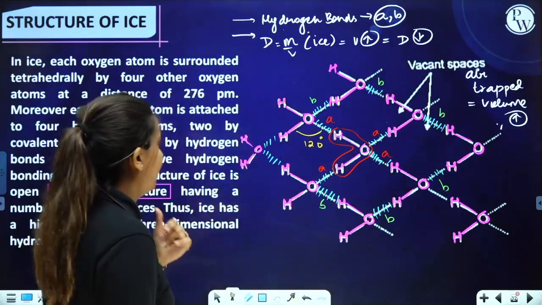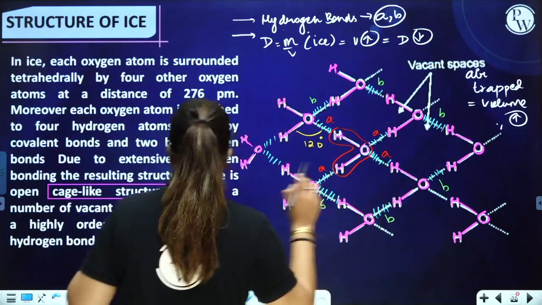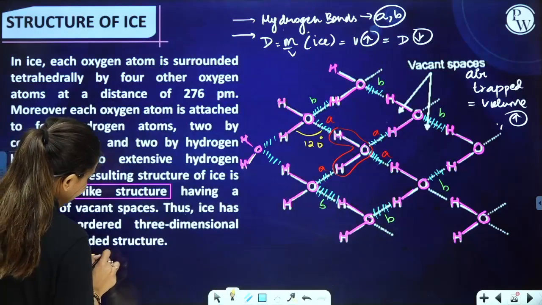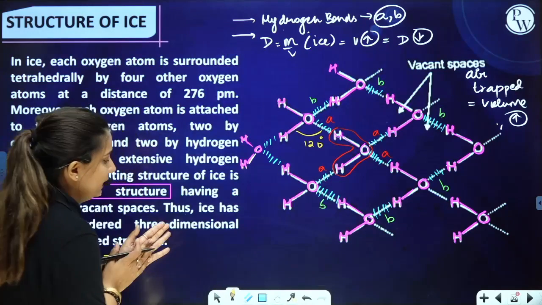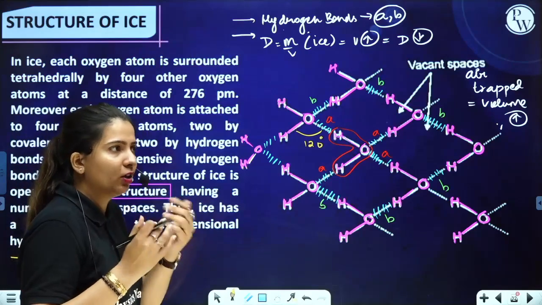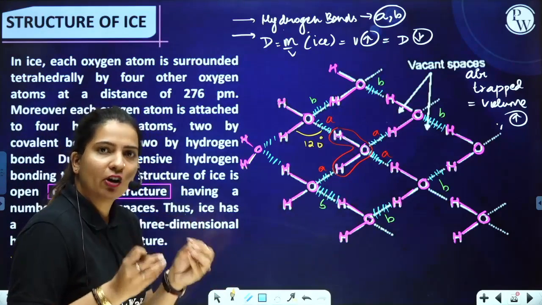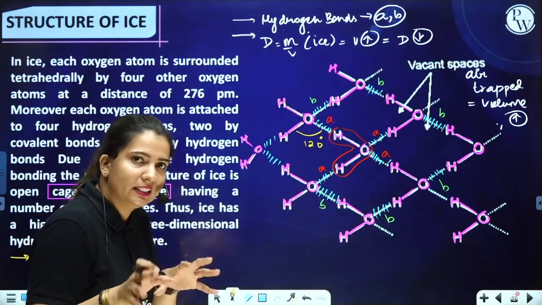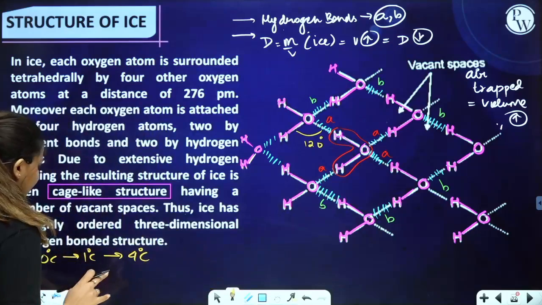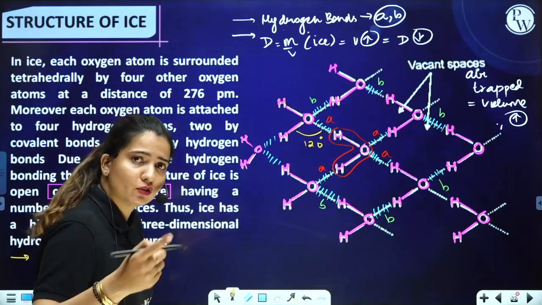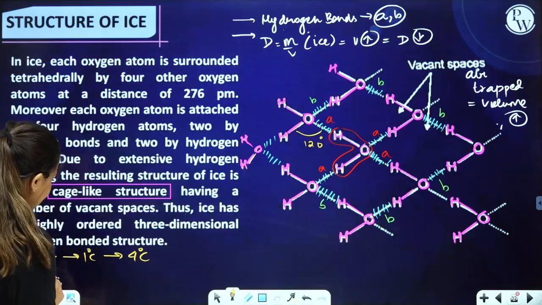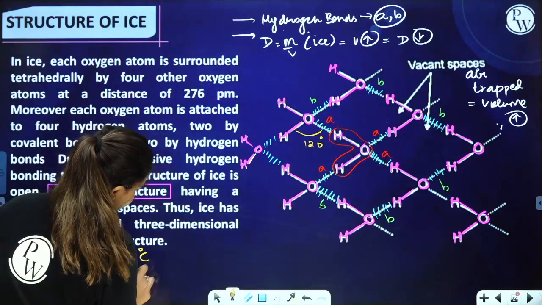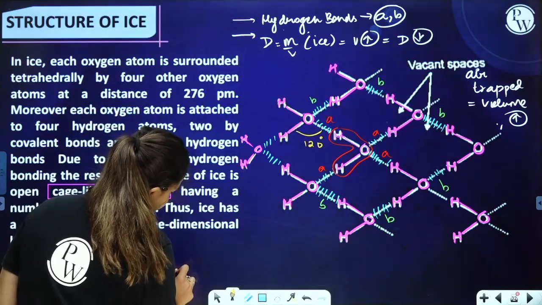Okay. Now the next thing: you move the temperature from 0 degree Celsius to 1 degree Celsius, and then towards 4 degree Celsius. Ice exists at 0 degree Celsius, the minimum temperature required for the conversion of liquid into ice. So when you are moving from 0 to 4 degree Celsius, these A bonds start breaking.